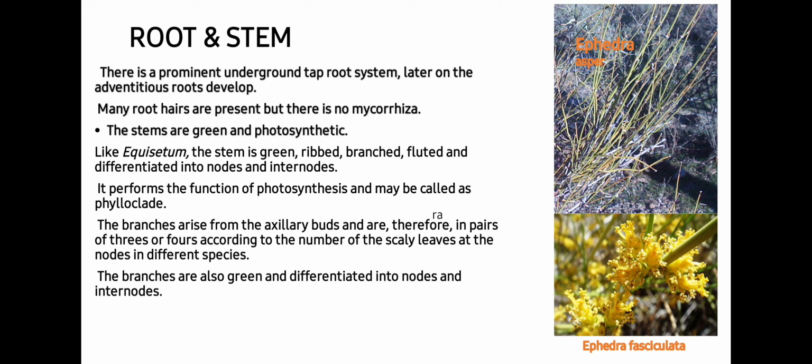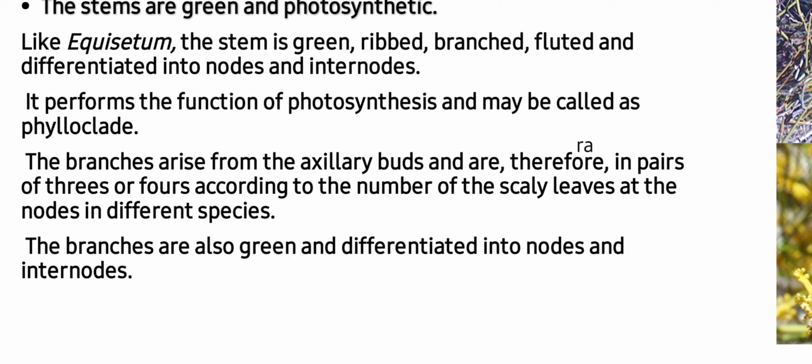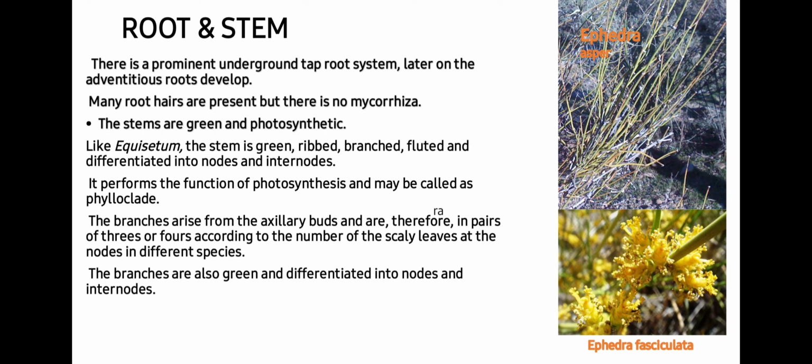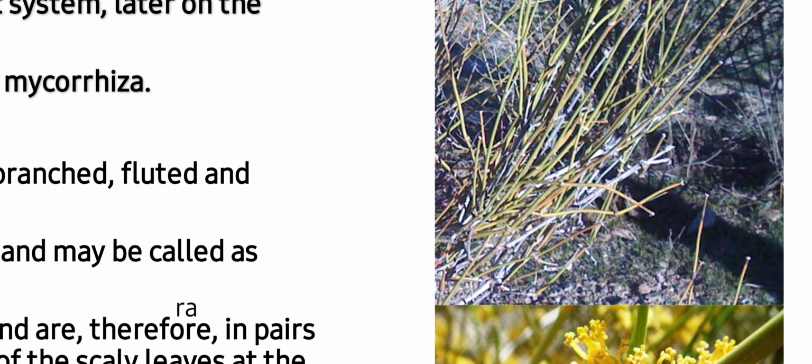In Ephedra, the stem is green, ribbed, branched, flattened and differentiated into nodes and internodes. It performs the function of photosynthesis and may be called a phylloclade. You know very well that the term phylloclade is given when photosynthesis is performed by the stem. The branches arise from the axillary buds, and therefore occur in pairs of 3 or 4 according to the number of scaly leaves at the nodes in different species. Branches are also green and differentiated into nodes and internodes.